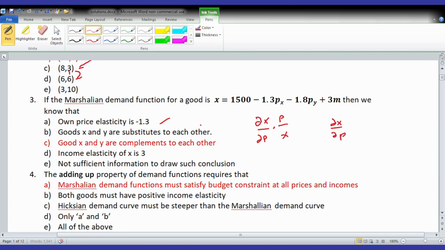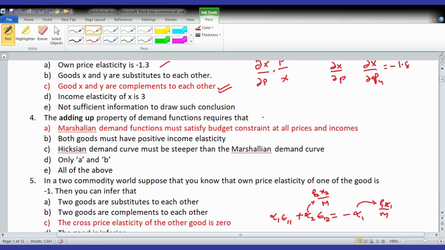And similarly, when we look into the second option, that goods x and y are substitutes to each other, this is not true as well, because if we take the derivative of x with respect to price of y, then we find that it is equal to minus 1.8, and this means that in fact the two goods are complements, and so good x and good y are complements. So this is the answer to the third question.